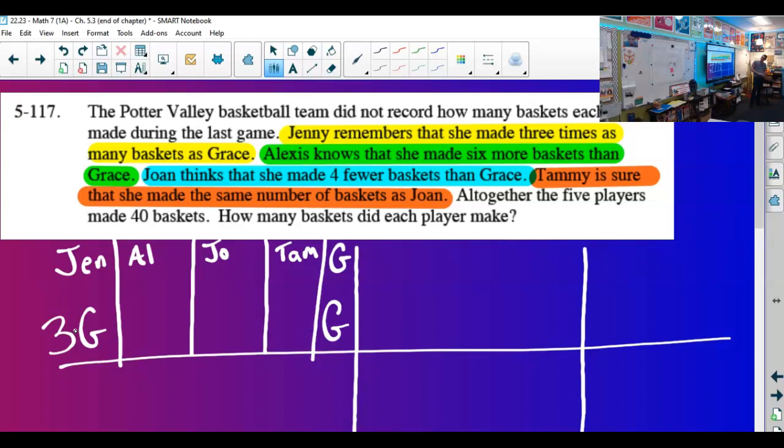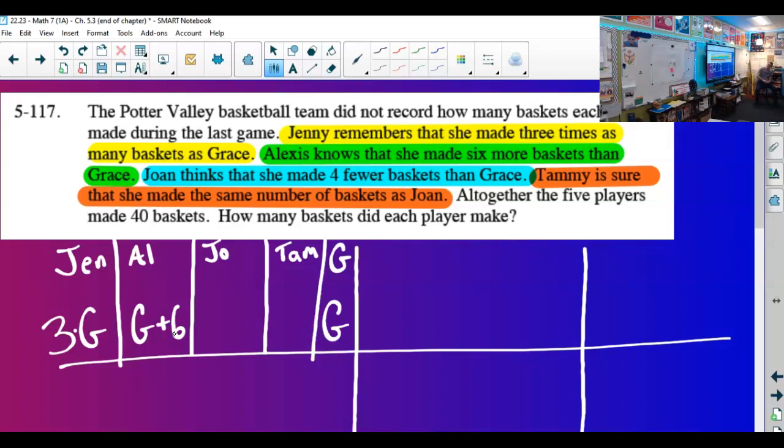Can you stick with me if I help you? Would 6 more be addition or multiplication? Addition, right? So 6 more than Grace. Okay, G plus 6. Does that make sense? 6 more than Grace.